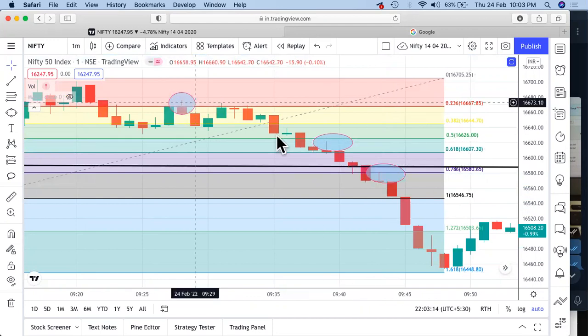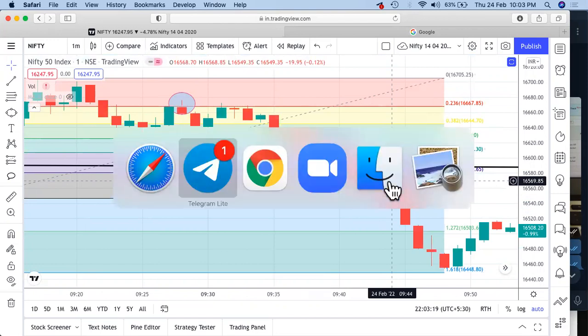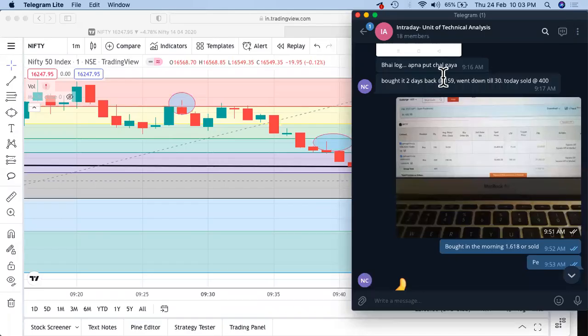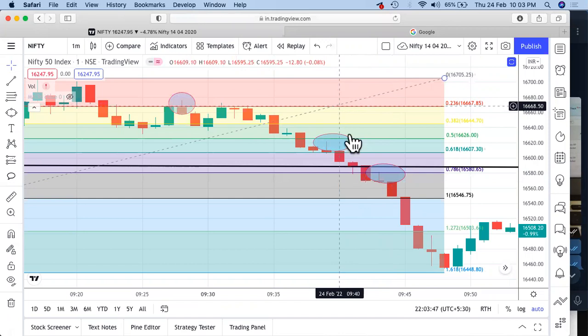So the initial trade was at the 0.236 level. The first trade was of higher points, 16,600, because I didn't want to take huge risk, and because the market had created a range of 150 points, I wanted to play it safe. Simple as that. It was not 16,650 or 700, but maybe just 50 points below that, and that's why I took 16,600.